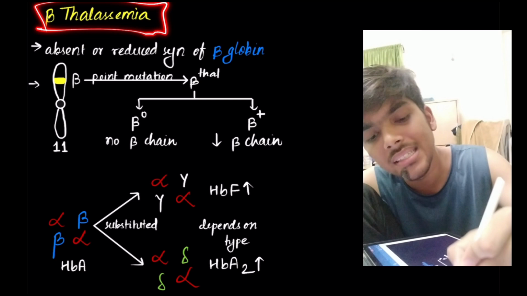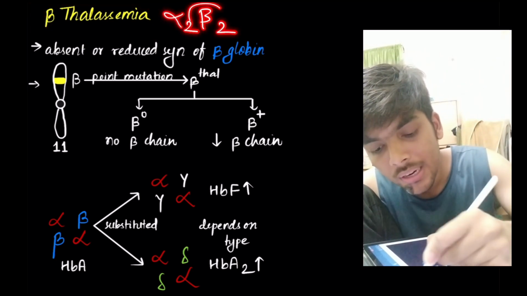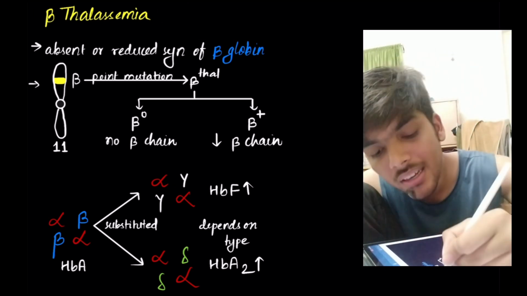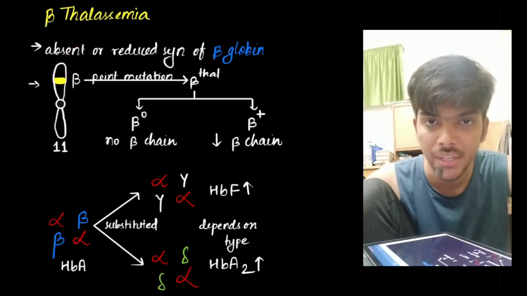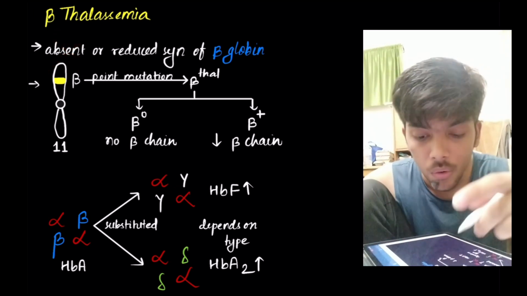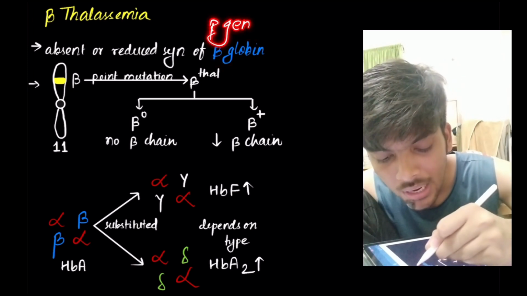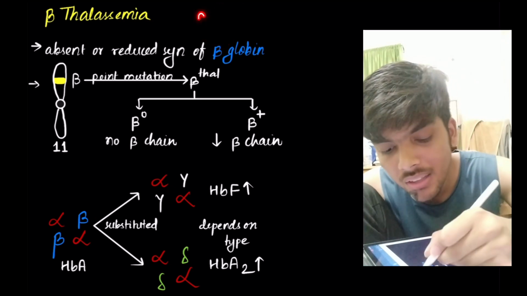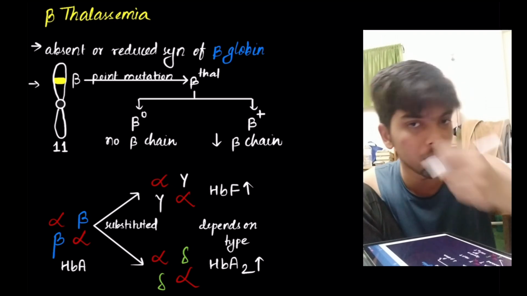So beta-thalassemia is when, out of alpha 2 beta 2, it's the beta chain synthesis that gets affected. Either there is reduced synthesis or there is absence in the synthesis of beta globin. For the synthesis of beta globin, there is the beta gene. This beta gene is present in chromosome number 11. How many are there? There are 2, one in each homologous chromosome, one from father, one from mother.